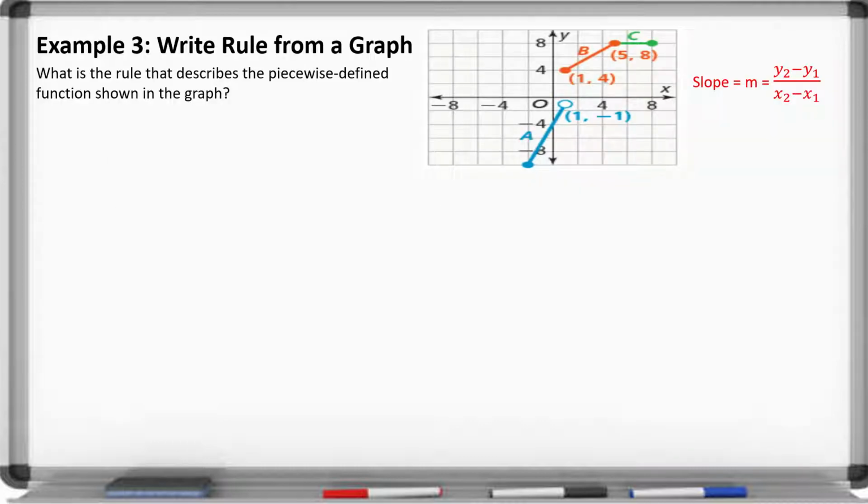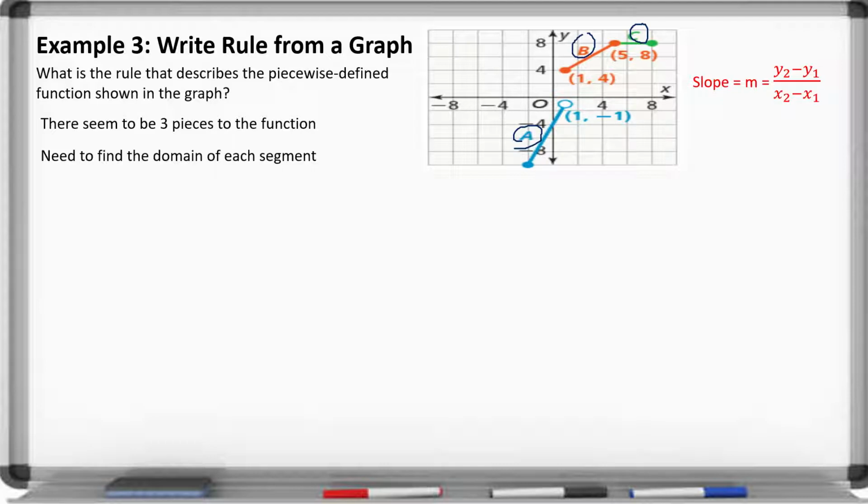All right, so let's look at example 3. So writing the rule from the graph. Given the graph, we want to be able to come up with the function rule that defines this. So what is the rule? Notice that there seems to be three pieces to the graph. So we got A, we got B, and we got C.